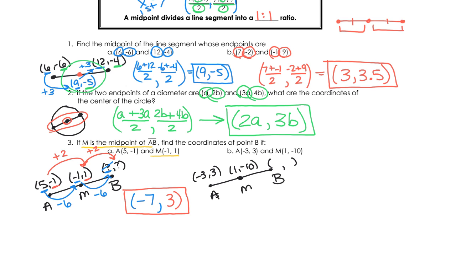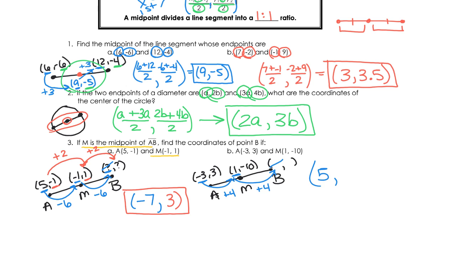Okay. And so if we take a look at our x's, we're at -3, and we have to figure out how to get to 1. On the number line, -3 to 1 is adding 4. So I'm going to go ahead and add 4 again, and I end up at 5. And now I know the x coordinate.